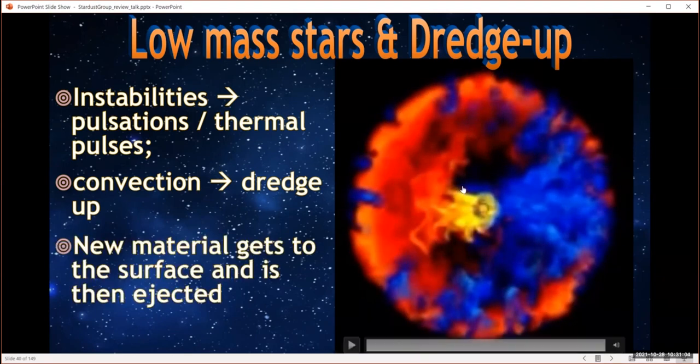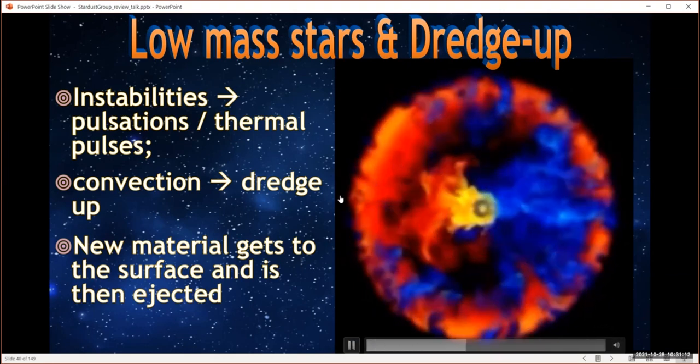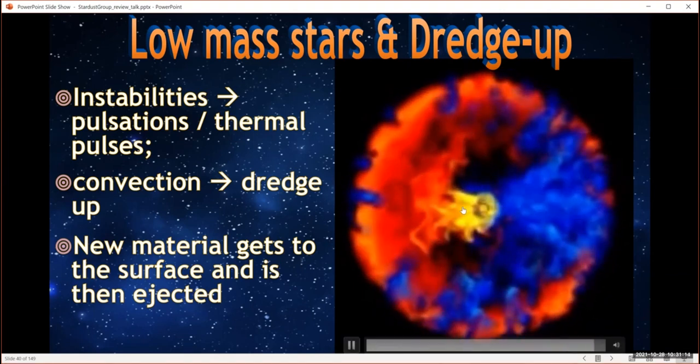And so what we get is new material being formed down here, and it's being pulled all the way up to the surface so that we see it here. And then when the star pulsates and material escapes, it contains some of that new material.